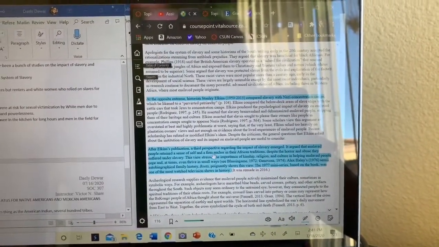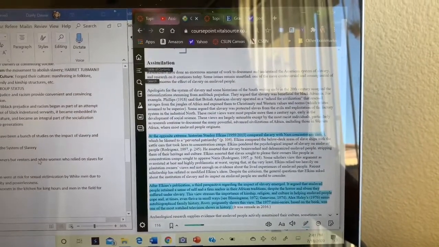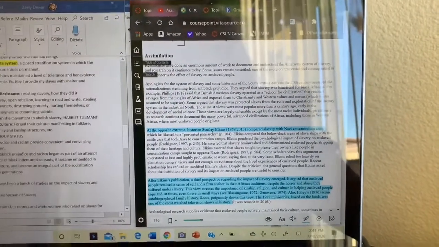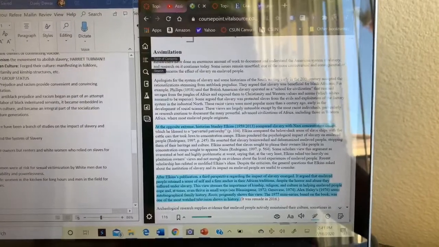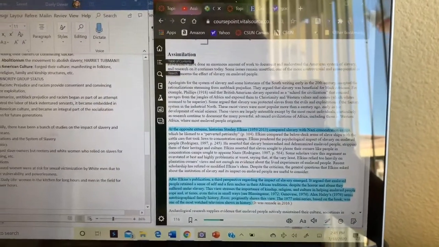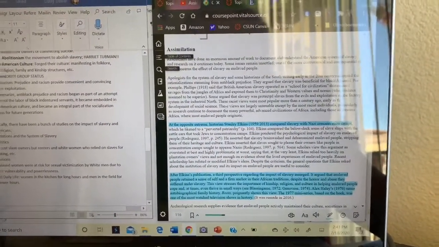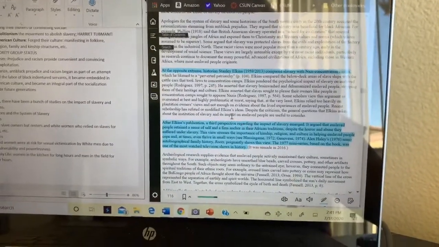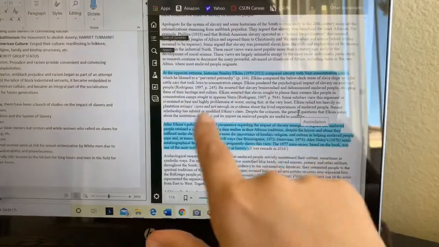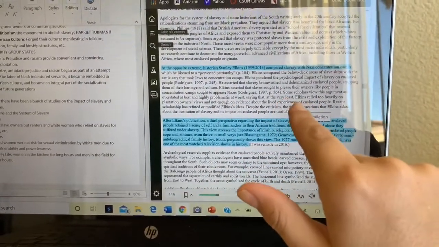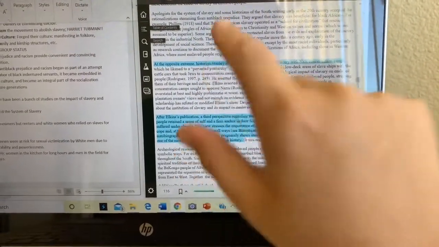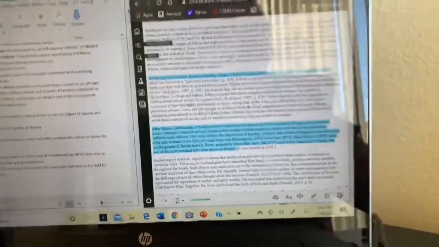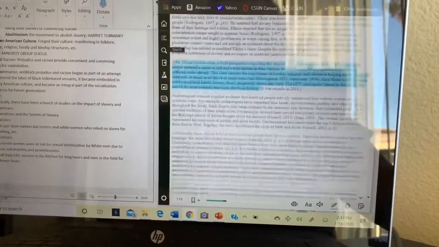Next, it goes into assimilation. So where am I at? Oh, right here. So assimilation, this paragraph, basically there have been a bunch of studies on the impact of slavery on Americans. I personally liked this guy. His name was Stanley Elkins. I like this paragraph.